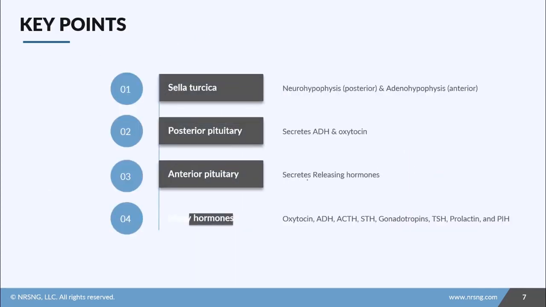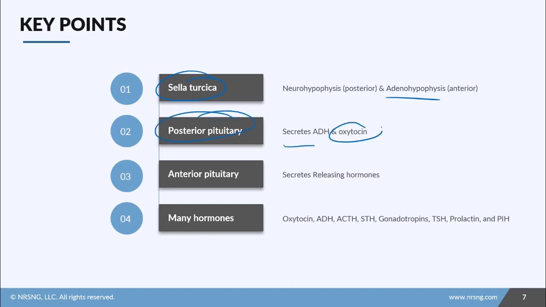So let's recap. First off, the pituitary gland is located in the sella turcica. Remember, that's that groove or that fossa that sits just behind the eyes. The pituitary gland is broken up into the posterior and anterior portions, the anterior being the adenohypophysis and the posterior being the neurohypophysis. The posterior pituitary gland is going to secrete ADH and oxytocin, and the anterior pituitary gland is going to secrete the releasing hormones and trophic hormones.